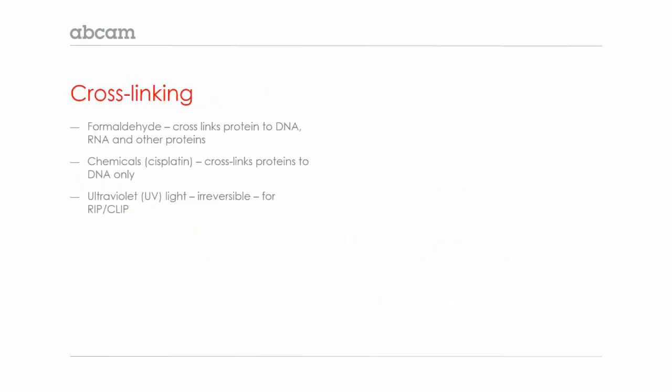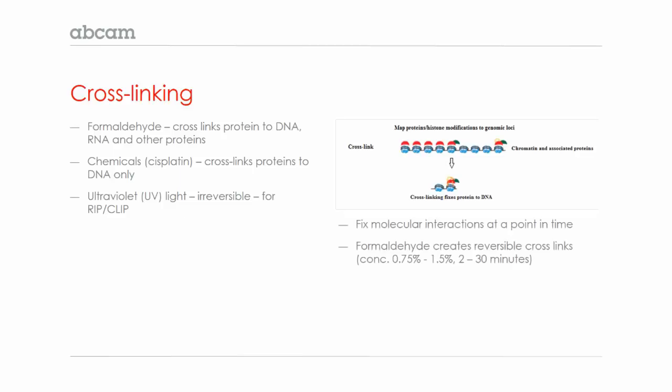The first step in cross-linking ChIP is to cross-link the DNA to proteins. Most commonly, this is done with formaldehyde, which cross-links protein to DNA, RNA, and other proteins. Less commonly, chemicals such as cisplatin can be used, and cisplatin cross-links proteins to DNA only. Ultraviolet light is also a cross-linker, but is not used in ChIP, only in RNA immunoprecipitation or cross-linking immunoprecipitation to analyze protein interactions with RNA. Cross-linking fixes molecular interactions and freezes them at a given point in time.